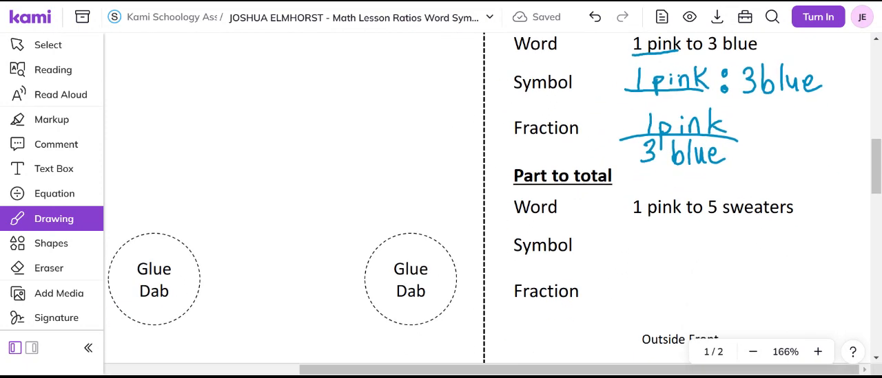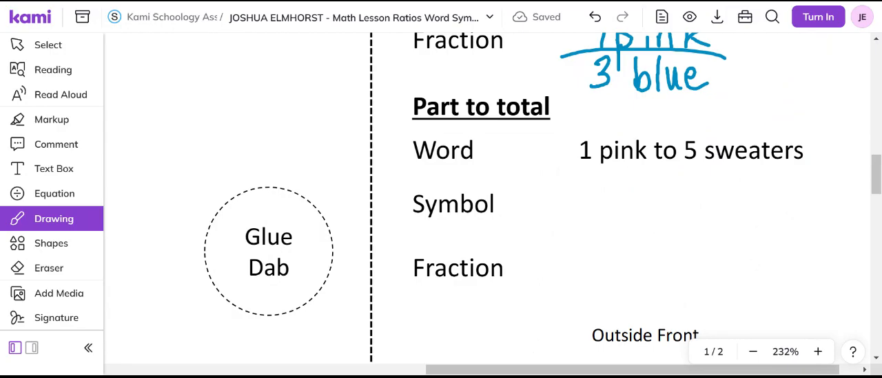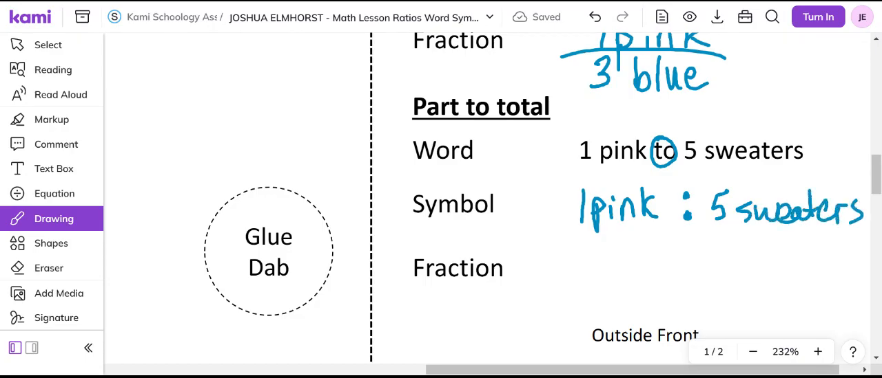All right, and then just one more example, part to total. So we have one pink sweater, so we have one pink. Take out the word "to" and put in the colon, five sweaters. So this would be pink sweaters to all sweaters. And then we do one pink, and then in fraction form would be five sweaters.